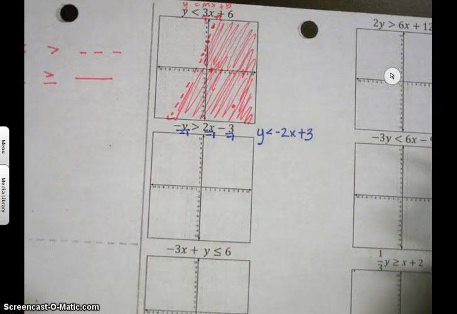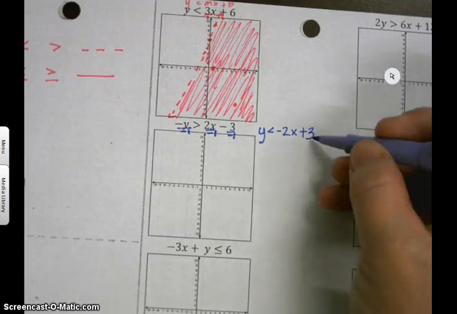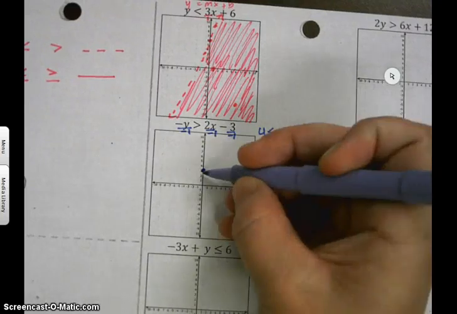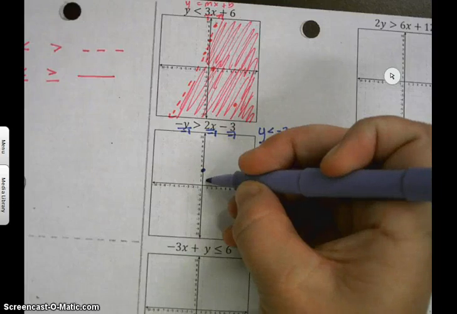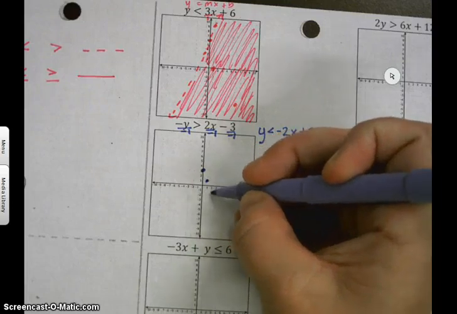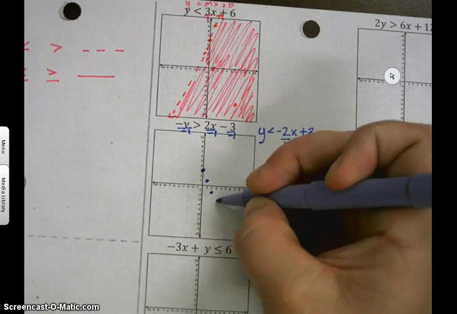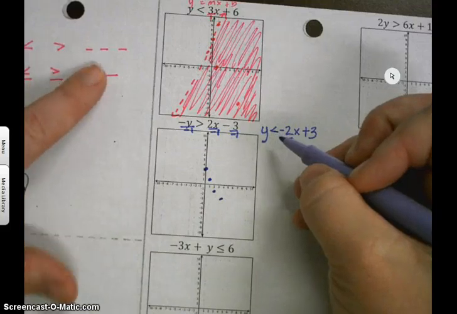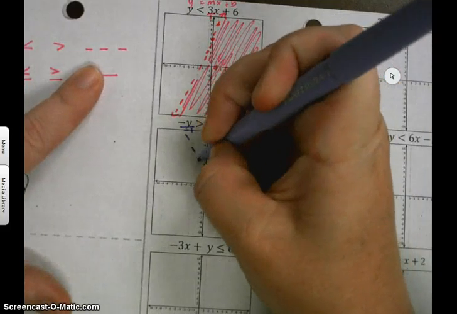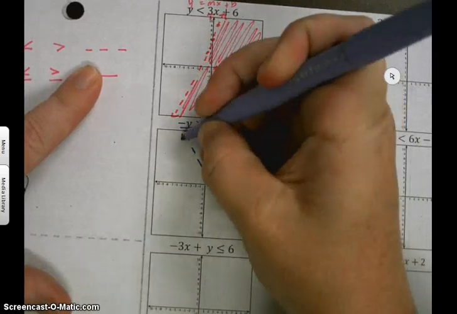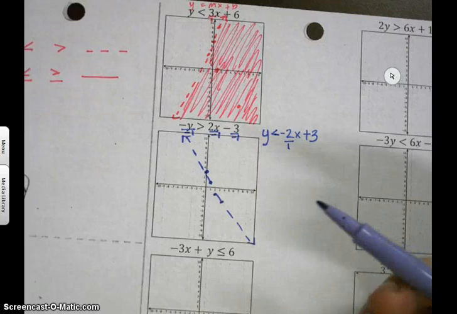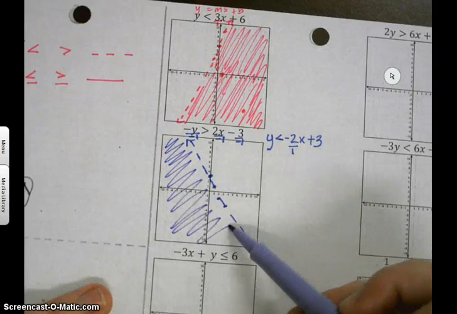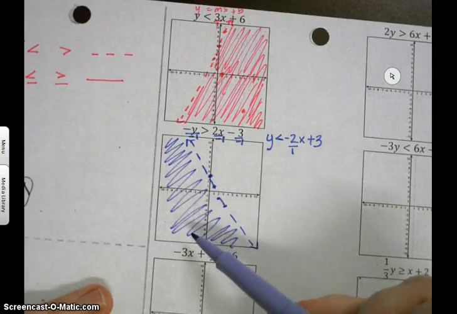So I graph it just like y equals mx plus b. I'm going to start at positive 3. The slope is negative 2 over 1, which means go down 2 over 1. Down 2 over 1. Down 2 over 1. Since it is less than, it is still a dashed line. So I'm going to dash my line, which means the points on this line are not included. And it is less than, so I'm going to shade below the line. So any point in this shaded region is a solution.